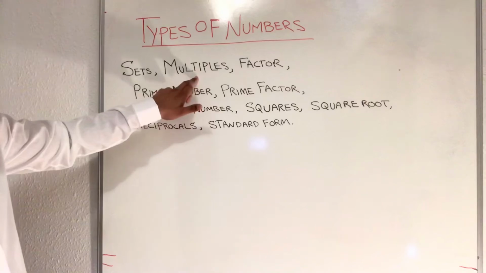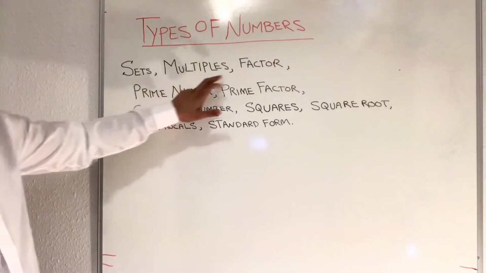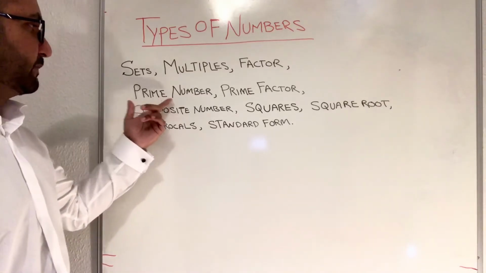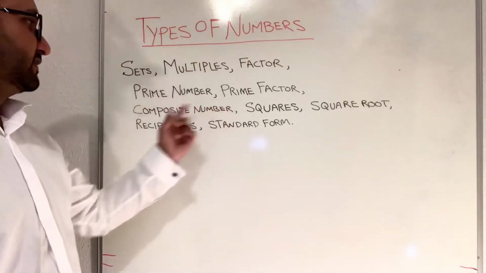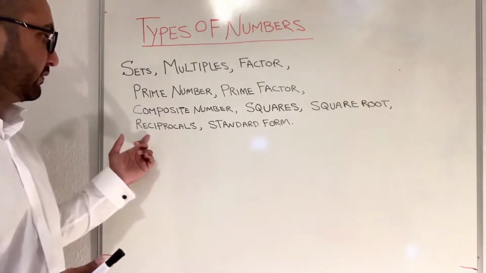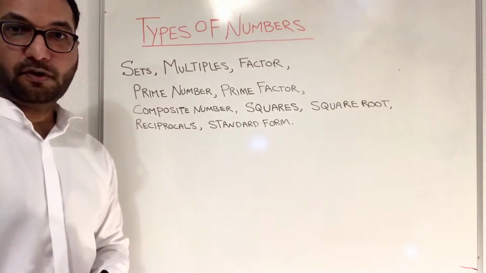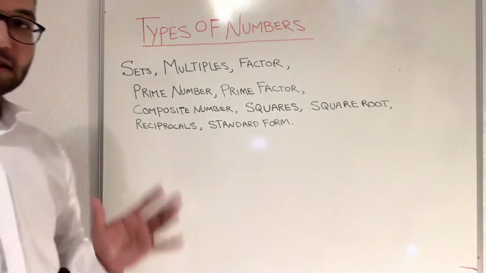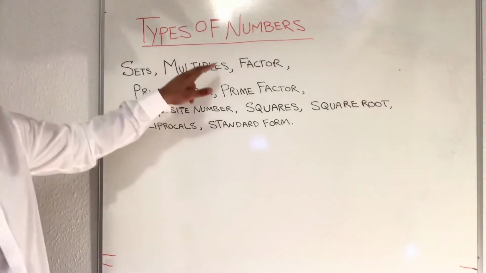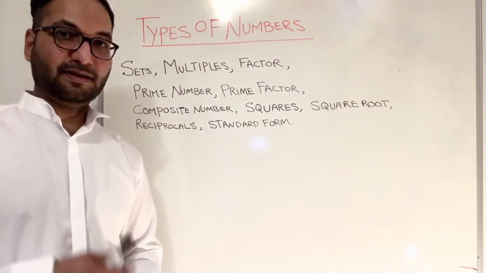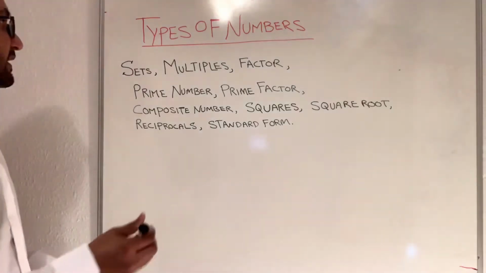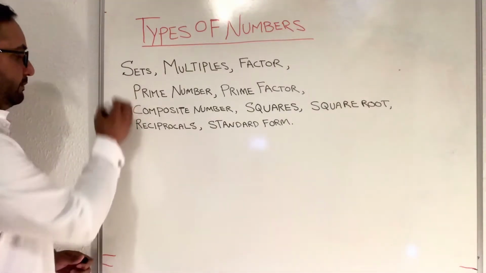Second topic is multiples. Third one is factors, and then we will discuss prime numbers, prime factors, composite numbers, squares, square roots, reciprocals, and the standard form of these numbers. These all belong to types of numbers, so everything is covered in that topic. First, we will start with the definition of number one.